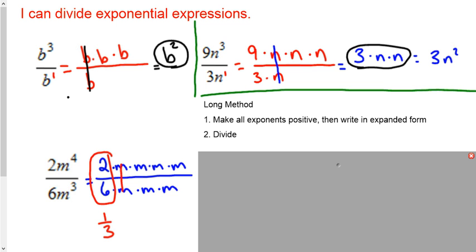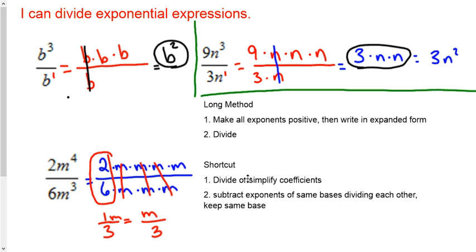This m is going to be divided by that m, and that'll make it 1. M will be divided by this m, that'll make it 1, and m divided by this m will make it 1. And we have 1m left over, and it's on the top part, so we have 1m over 3 or m over 3. Either one of these would be fine. Now, let's take a look at that shortcut.